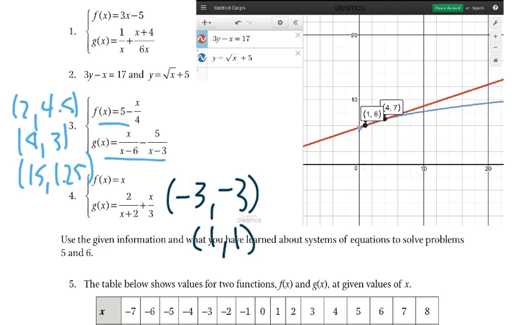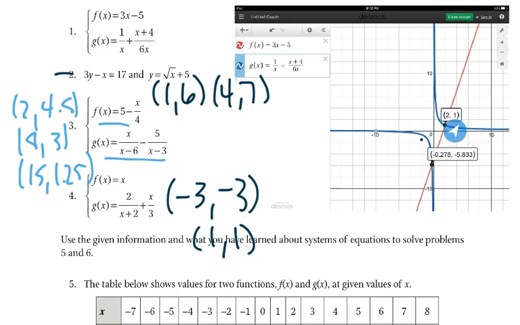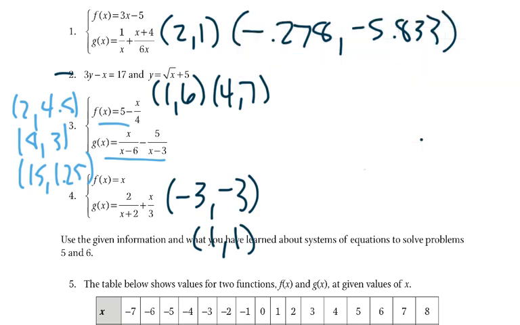Here's problem number 2. So we can see we have an intersection point at 1, 6 and 4, 7. Now you may have wanted to zoom out on some of these to see if you can see any more, but here's our 2 points for number 2, and finally we'll look at number 1. And here's number 1 with our linear and rational, so 2, 1, and -0.278, -5.833. Okay, so when you have the equations, just graph them, and there you go.